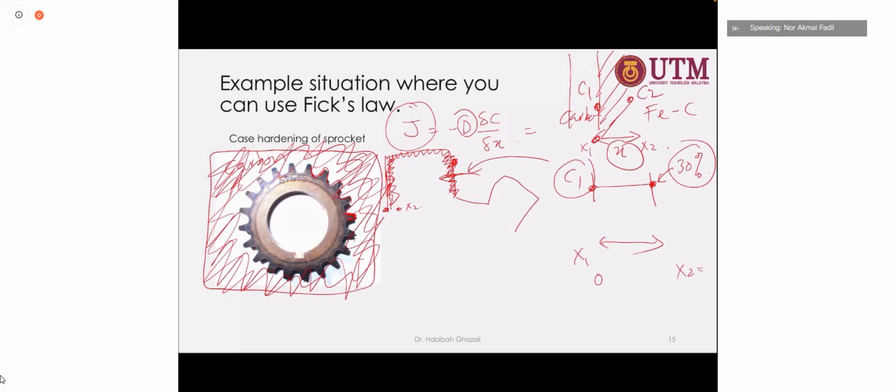Whatever improvement on the process you compare, you can look at the parameters such as the material of the gear, the concentration that you want to achieve, and the distance that you want to achieve. You can compare in terms of the J value, which one is high flux or low flux, diffusion flux. So improvement in the process can apply this Fick's law.